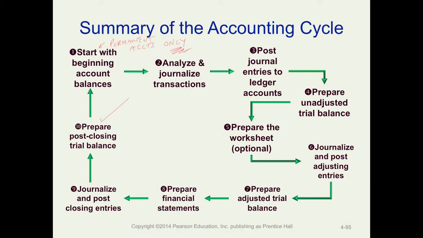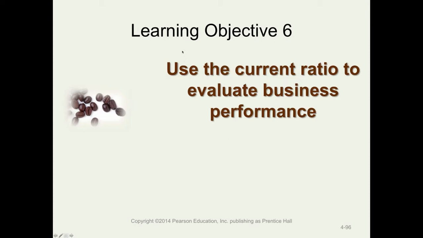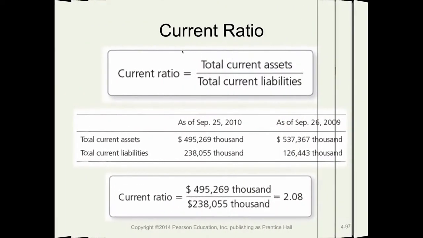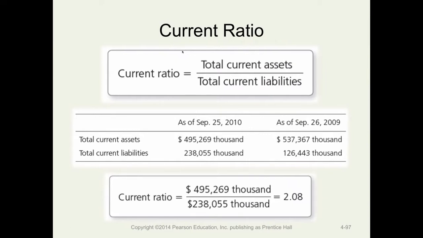Now, within our discussions during this chapter, we did mention the classified balance sheet. And in Learning Objective 6, we're going to look at something known as a current ratio. It is also known as the working capital ratio, and that is used to assess liquidity. If you remember, we talked about matching maturities. And the current ratio is the ratio of current assets to current liabilities.